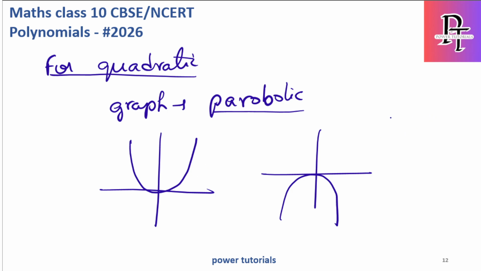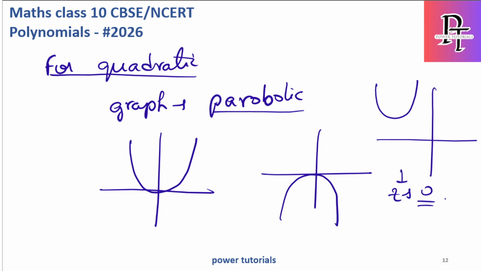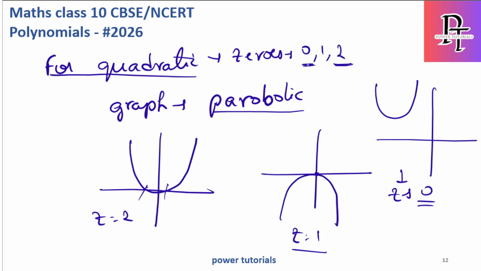Suppose this is a graph and I have the U somewhere here. Is it touching the x-axis? No. Here the zeros are 0. There are no zeros. For this case, it is touching at this point and this point, so the zeros are 2. In this case, it is touching at only one point. Here the zeros are 1. So for quadratic, zeros can be 0, 1 or 2. Maximum can be 2, minimum can be 0.